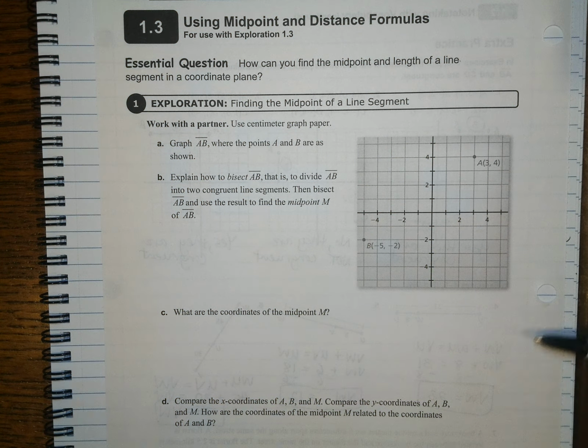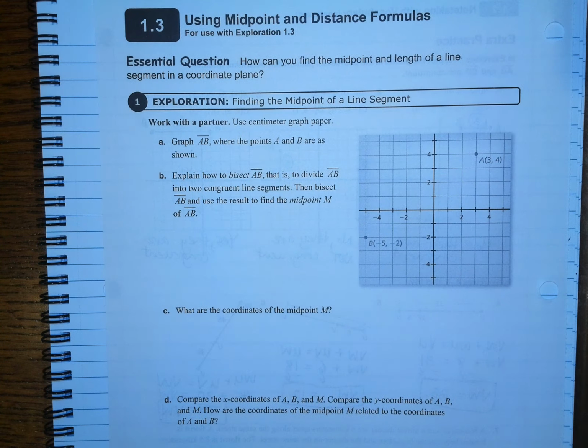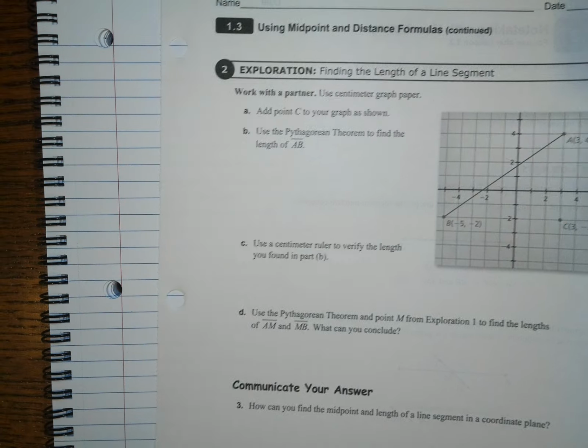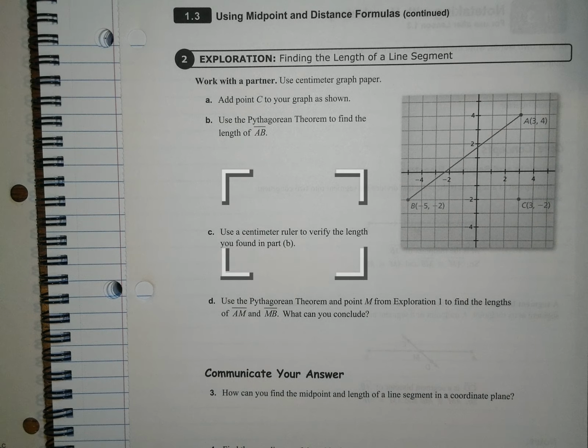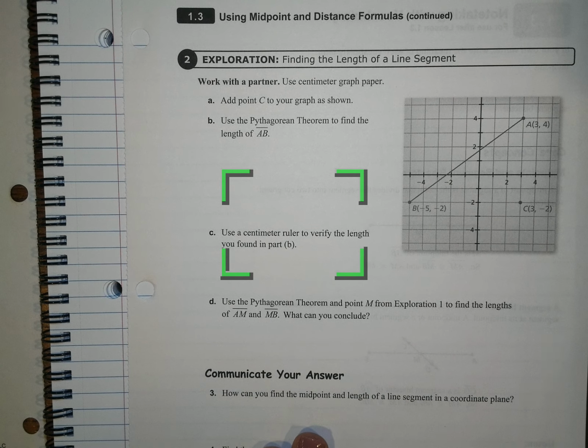Again, we're not going to do the exploration simply because it's meant to be done in partners. So I'm going to keep this to notes, vocabulary, and practice. But I do expect you to have your journal open. This is page 12. And again, the exploration is on page 13.